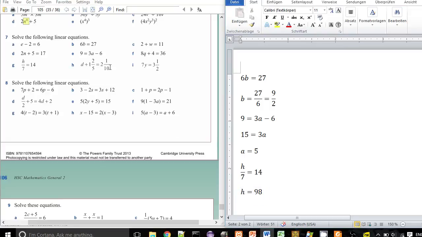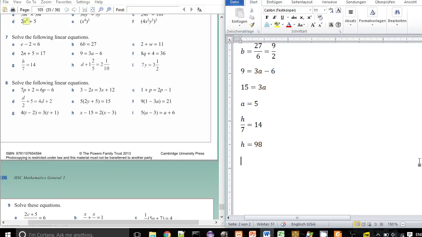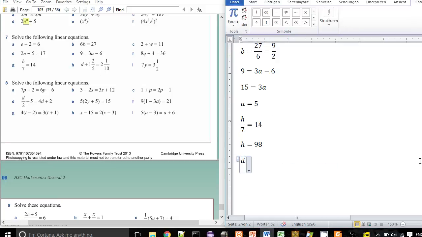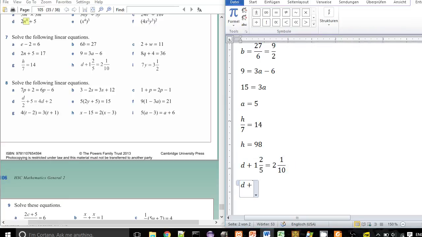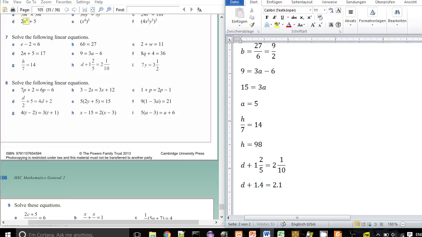Okay, this one looks complicated, but I'm sure it's not that hard. D plus 1 and 2/5 equals 2 and 1/10. I'm actually going to recommend in this case, turn it to decimals. Because 2/5 is quite nice. A fifth is 0.2, 2/5 is 0.4. So it's the same as 1.4. And that's the same as 2.1.